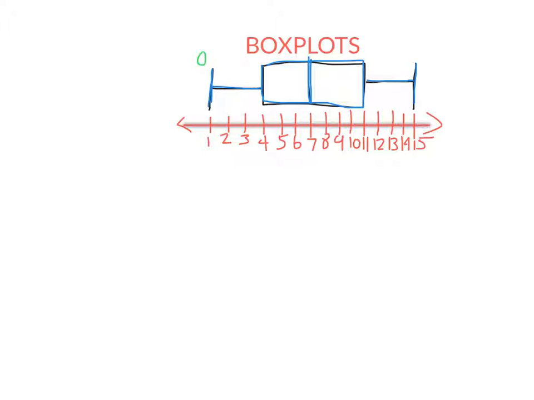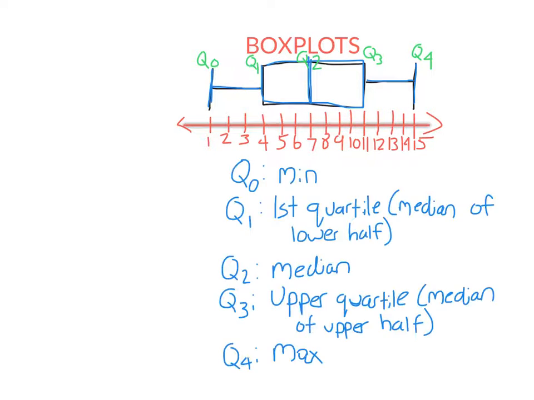So the 5 numbers are known as Q0, Q1, Q2, Q3, and Q4. They're the numbers we need to create a box plot. So what do these numbers actually mean? These are the 5 numbers that are displayed by a box plot.